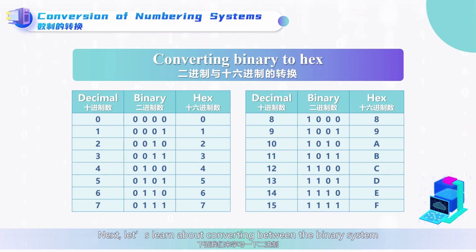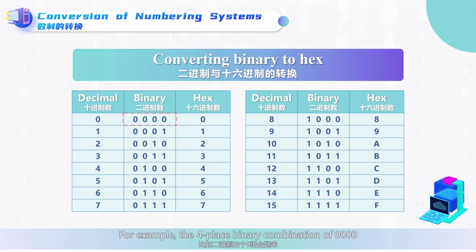Next, let's learn about converting between the binary system and the hex system. Converting between the binary system and the hex system can be done through table lookup. We can group 4 places of the binary system together to represent one place in the hex system.